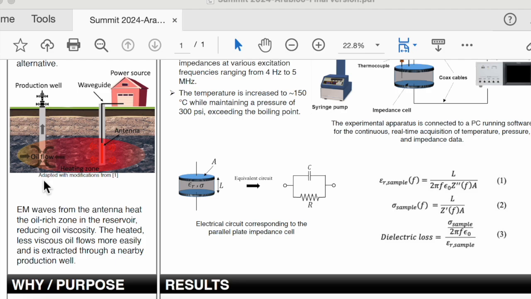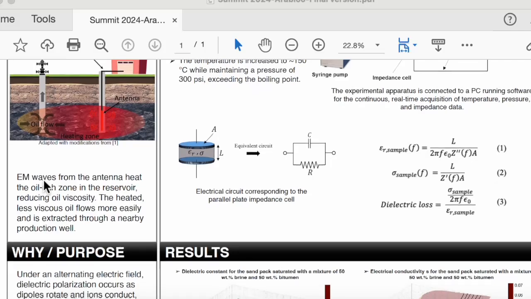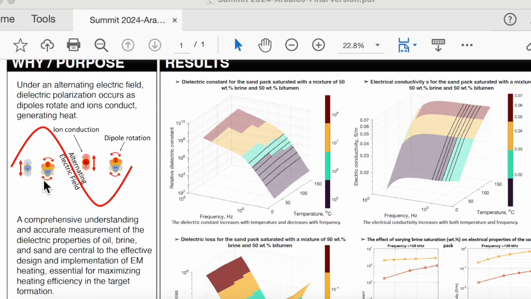Under the influence of an alternating electric field from the EM waves, dielectric polarization occurs within the formation. This means that the dipole molecules, particularly in water and oil, begin to rotate in response to the changing electric field. Also, ions present in the reservoir materials start to move, leading to ion conduction. Both dipole rotation and ion conduction generate friction, which is then converted into heat.